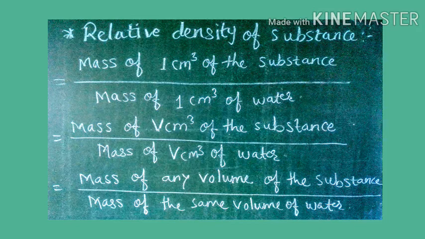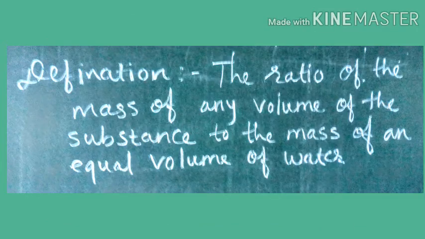Thus, relative density of a substance can also be defined as the ratio of mass of any volume of the substance to the mass of equal volume of the water. This is how we can find out the relative density, and as we know, relative density is unitless. Now the next topic of the lesson is density of a substance in its different states. So we will see it.